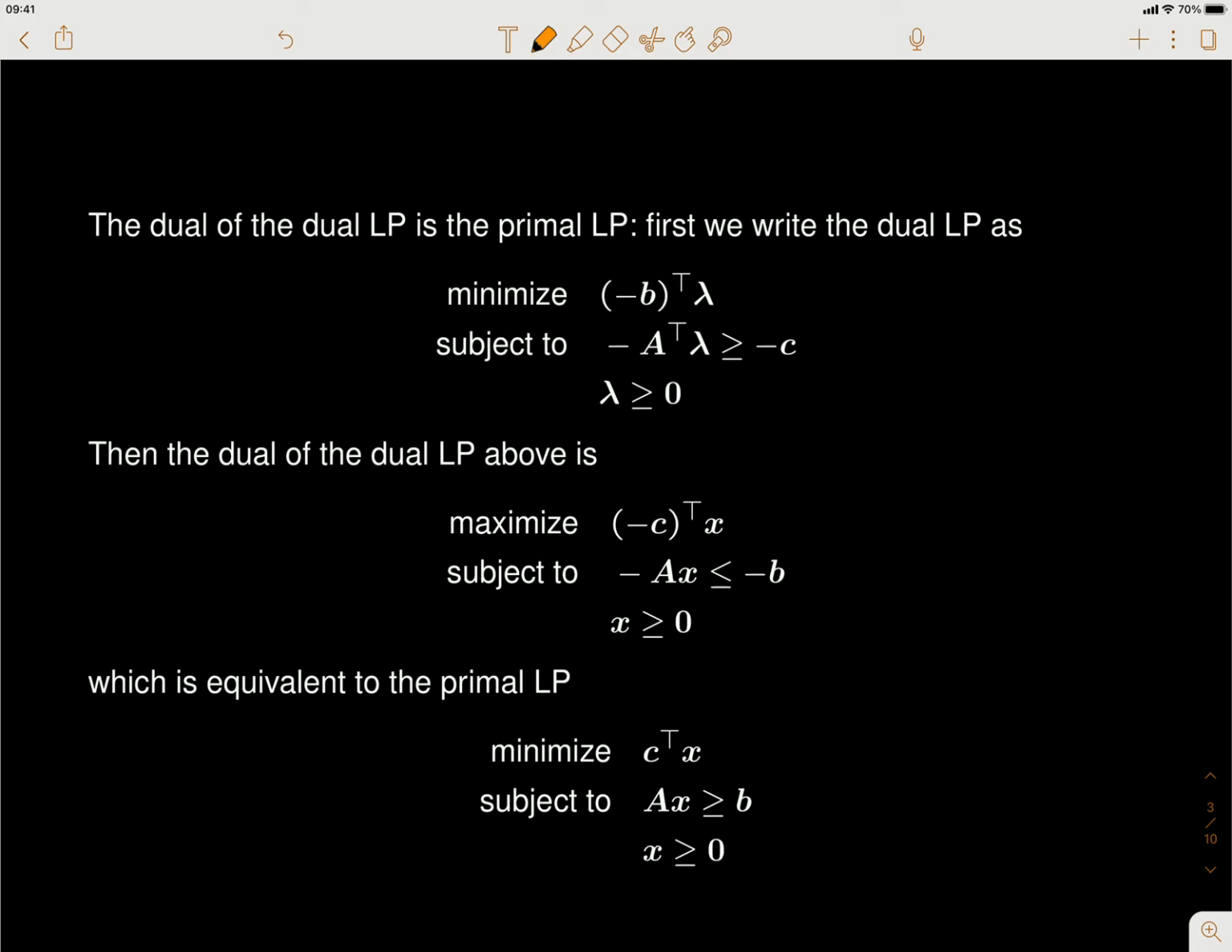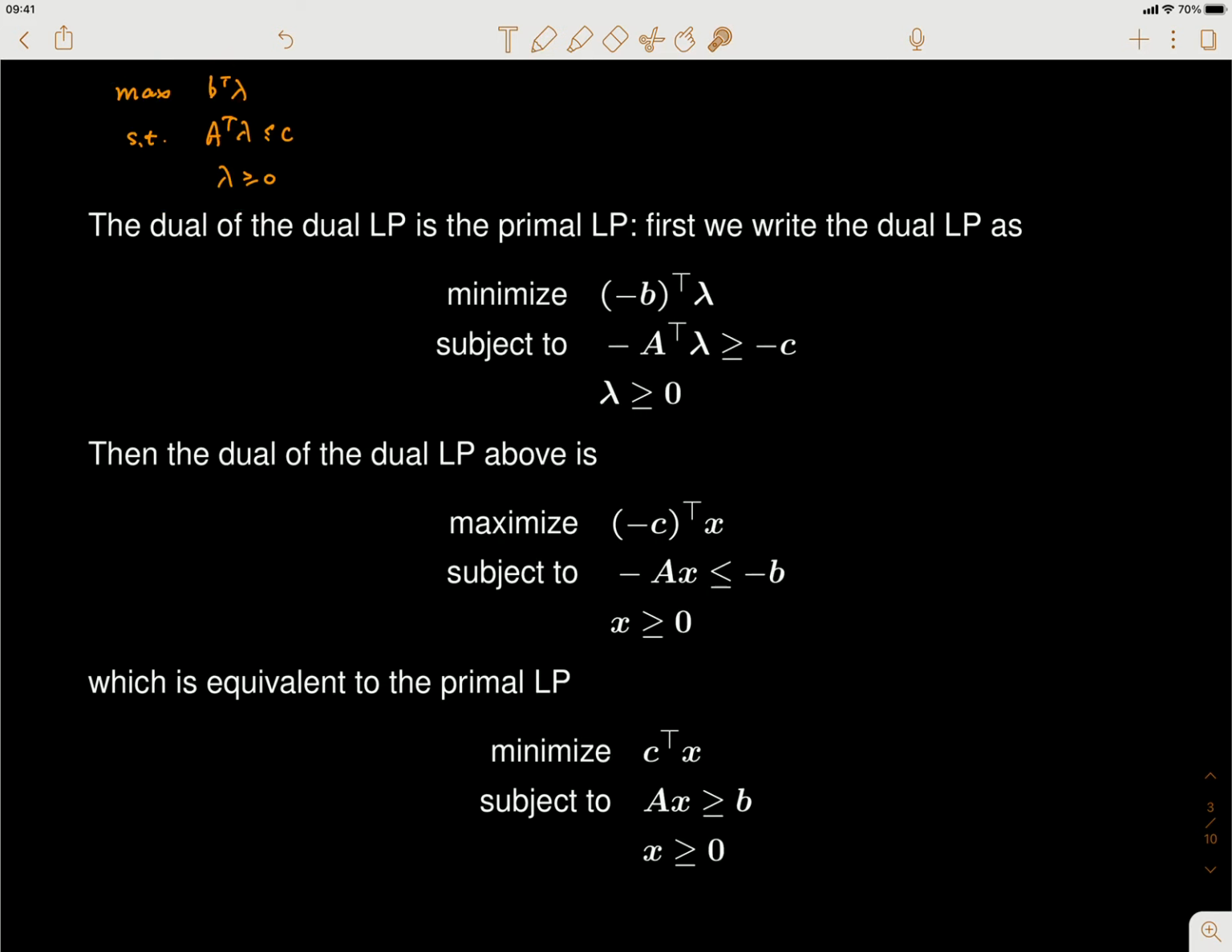Originally, the dual problem is maximizing b transpose lambda, and the constraint is that A transpose lambda is less than or equal to c, and lambda itself is greater than or equal to 0. If we want to consider the dual problem of this, we first need to convert this into the standard form of the primal. So we think that this is actually a primal problem here.